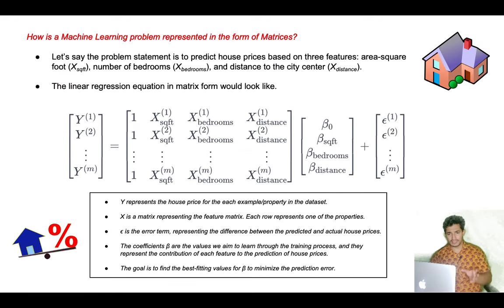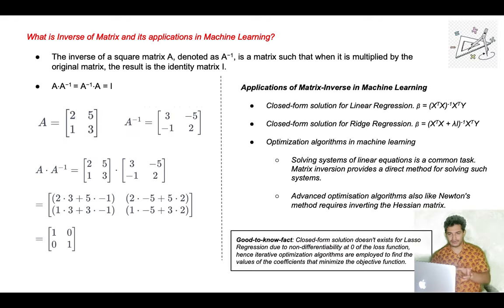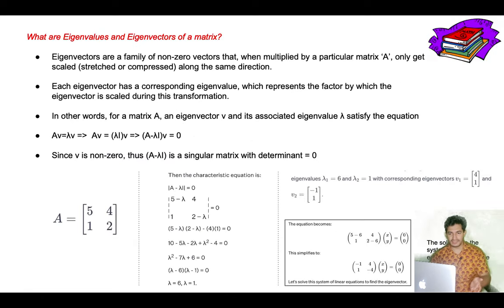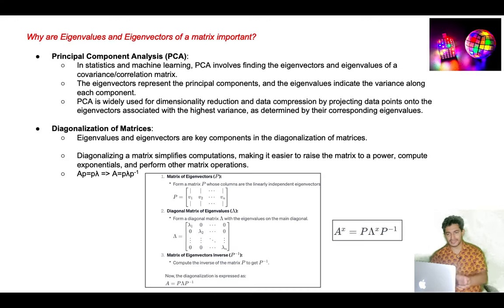We saw how matrices are used to represent machine learning problem. Why are matrix operations computationally efficient, and how GPUs and CPUs kind of architecture are designed for them. We looked at inverse of a matrix and how inverse is used in machine learning, in linear regression ridge, and even in Hessian matrix of Newton method. We looked at eigenvalues, eigenvectors. We looked at projection vector and how these eigenvectors, eigenvalue, projection vector are used in the concept of PCA and diagonalization of matrices.